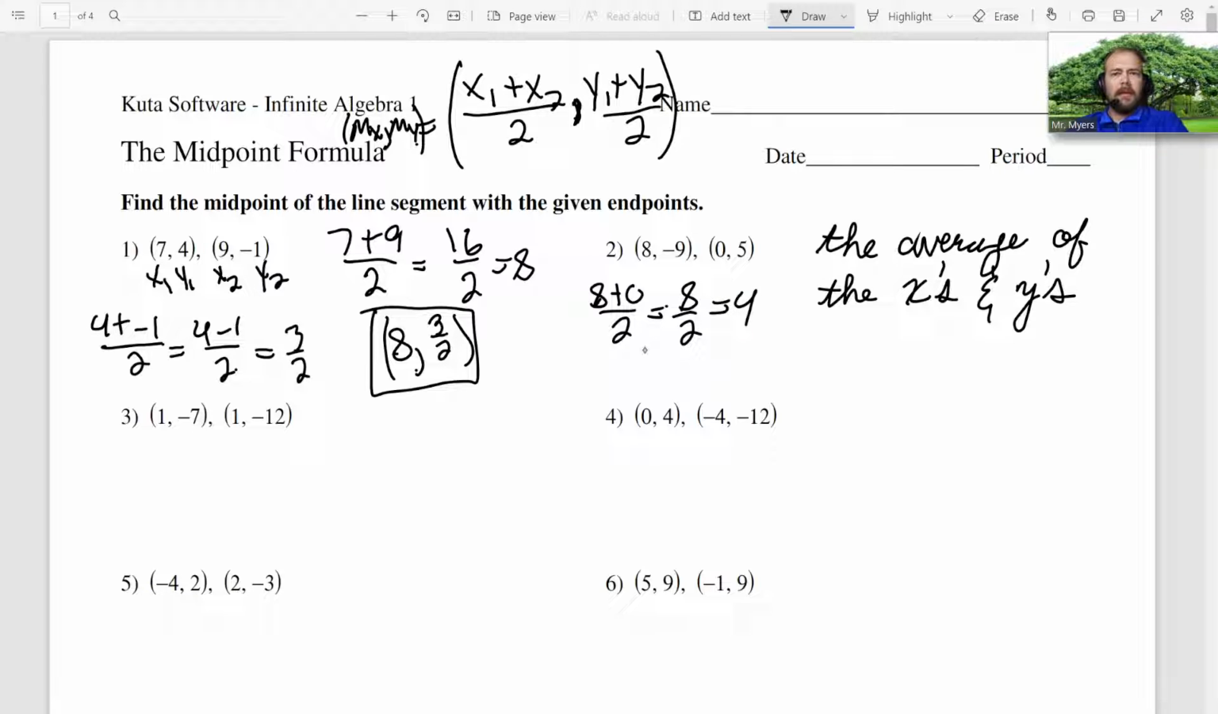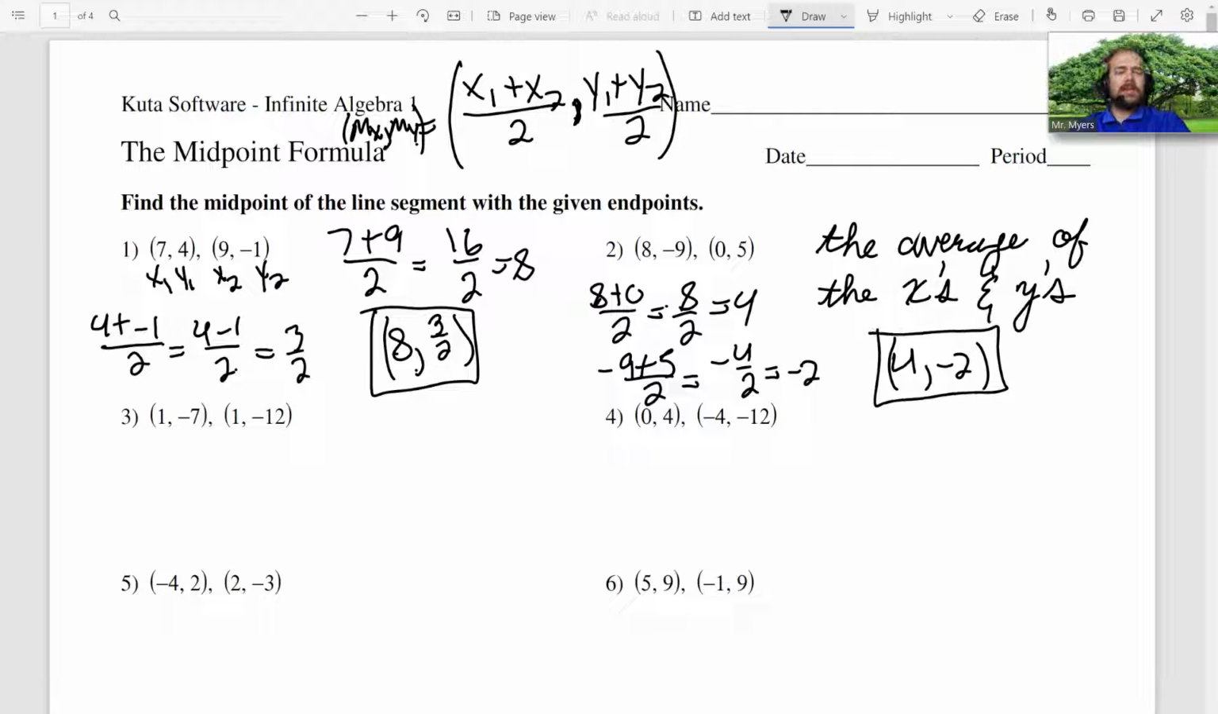Not bad. Negative 9 plus 5 over 2. Negative 9 plus 5. This is again with that integers thing, right? So negative 9 plus 5 is negative 4 over 2, which is negative 2. So altogether, the answer would be 4, comma, negative 2.